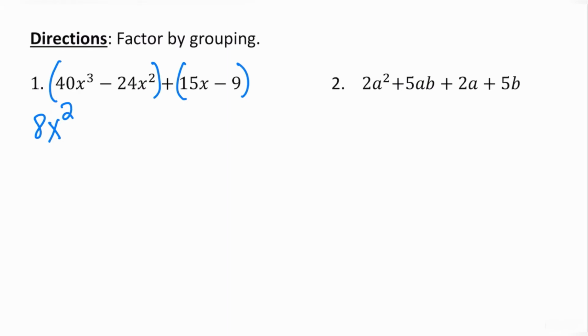When I divide, 40 divided by 8 is 5. Since I had x cubed and I took x squared out, I'm left with 5x. Minus, 24 divided by 8 is 3. And then, of course, the x squared factored out. So that's what I'm left with. And the second part, 15x minus 9, the GCF is 3 because they're both divisible by 3. So I'm left with 5x minus 3. 15 divided by 3 is 5. 9 divided by 3 is 3. So therefore, I'm left with 5x minus 3.